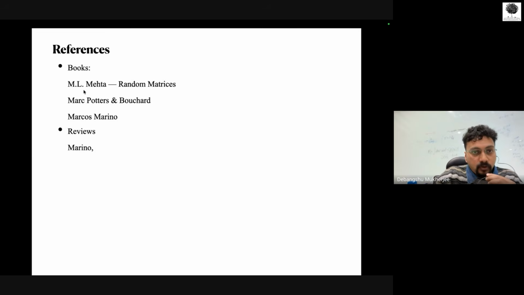So firstly, the book of M. L. Mehta is like the Bible on random matrices. I think it's currently in its 7th edition or something. Although the book was written in 1979, it's equally relevant today.